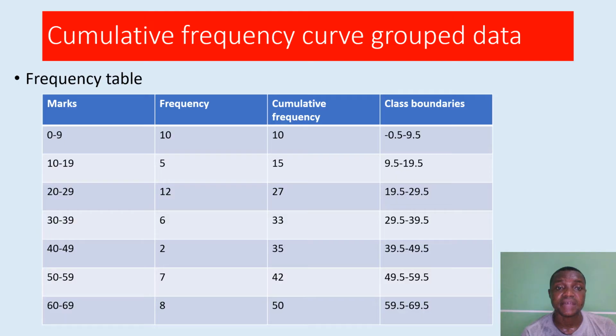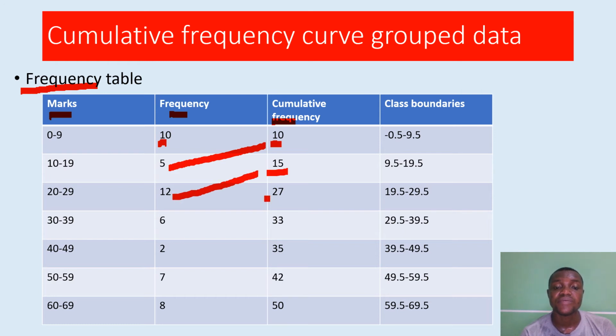Let's look at grouped data. With grouped data, we have a frequency table. It will give us marks and frequency. What we need to do is add the cumulative frequency. So the first frequency will be the first number for cumulative frequency. So we start adding. 5 plus 10 will give us 15. 15 plus 12 will give us 27. 27 plus 6 will give us 33. Then 33 plus 2 will give us 35.